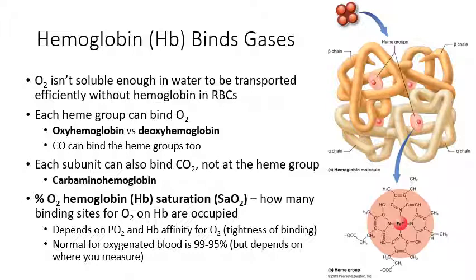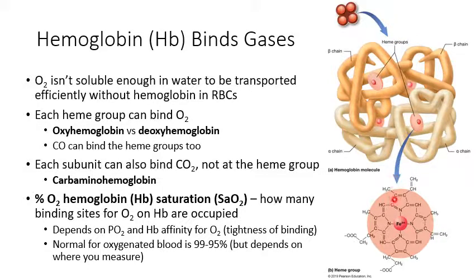That protein, hemoglobin, has 4 subunits. It has 2 beta subunits, 2 alpha subunits. Each subunit has a heme group, shown by the little circle. This would be a blown up view of the heme group. So you have 4 heme groups in every hemoglobin, and every heme group has an iron atom. So you have 4 irons in every hemoglobin, and it's at that iron that oxygen can bind.